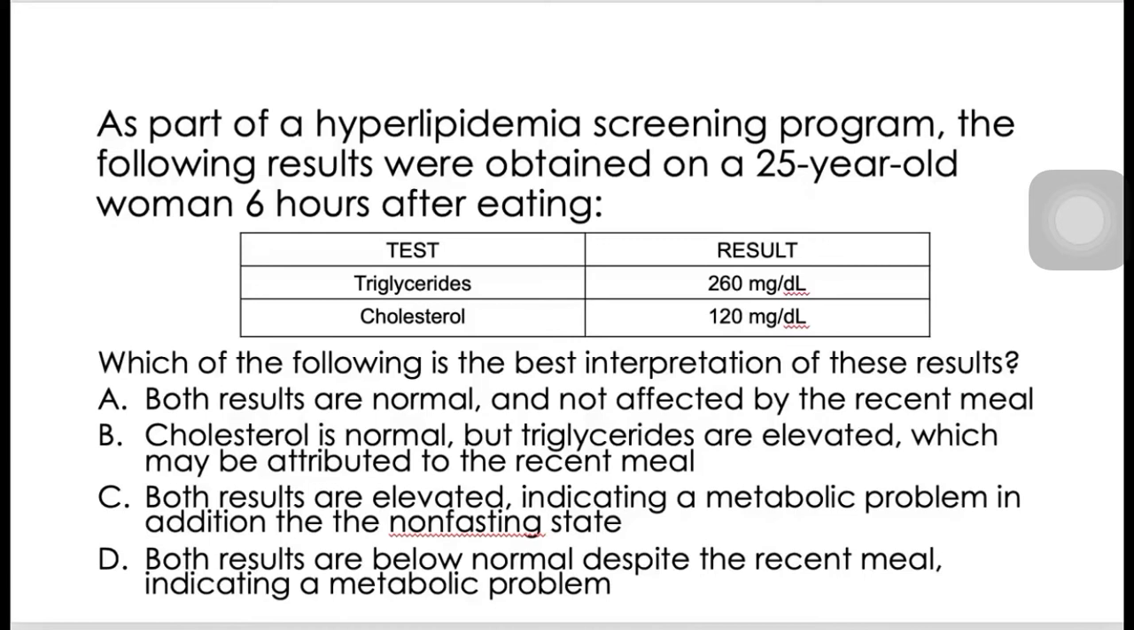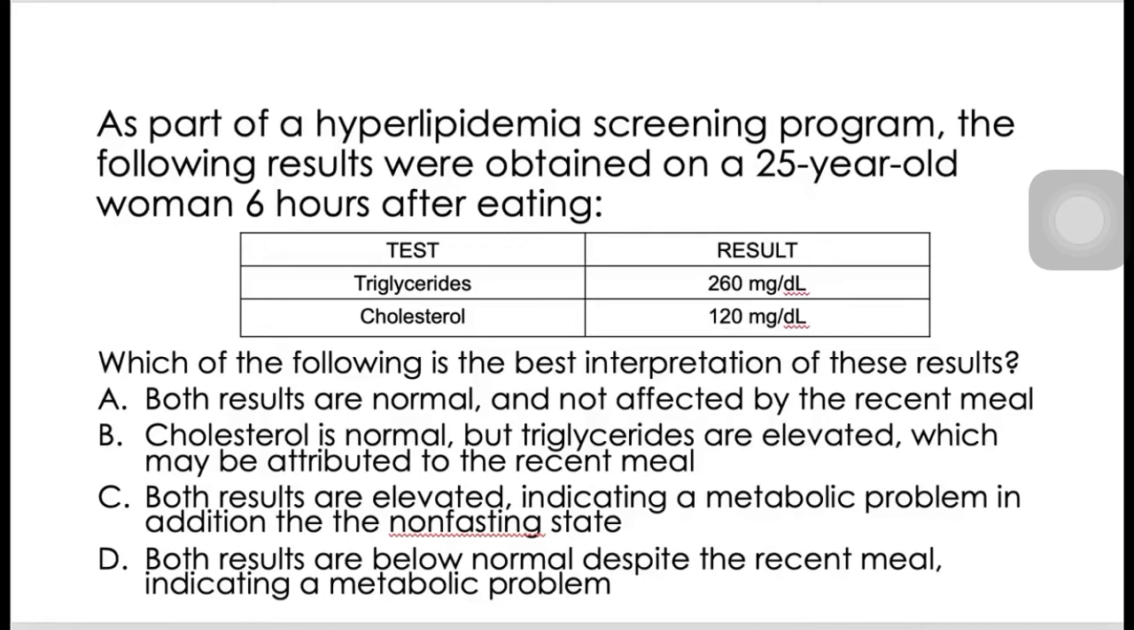Which of the following is the best interpretation of these results? Letter A, both results are normal and not affected by the recent meal. That is wrong. Letter B, cholesterol is normal, but triglycerides are elevated, which may be attributed to the recent meal. That looks correct.